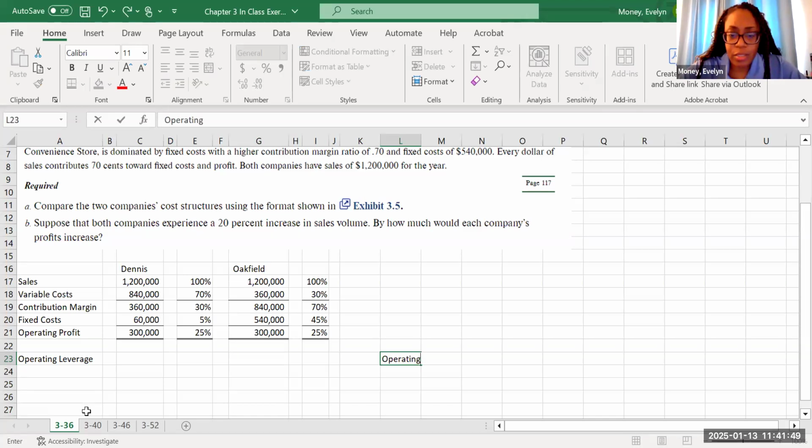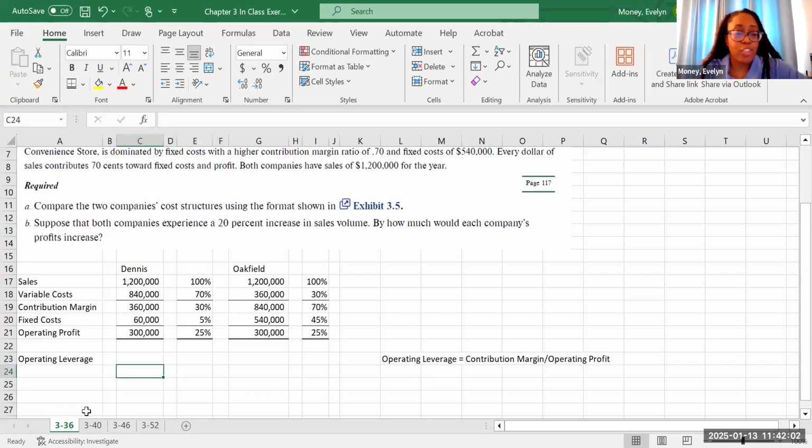Operating leverage is equal to the contribution margin divided by operating profit. Now, initially, when we do this calculation, we're going to get a number like 2, 1.8, something like that. And it literally is not going to mean anything from the standpoint of just looking at that number. It's an indication of how sensitive the company's profits are to an increase in sales. That number becomes more meaningful when we take into consideration that 20% increase.